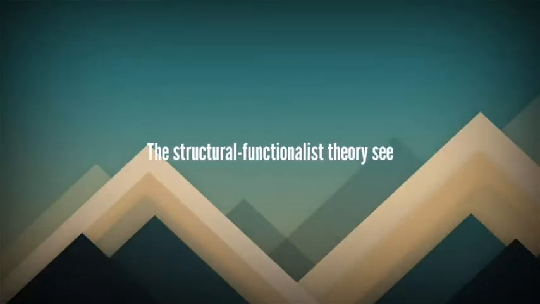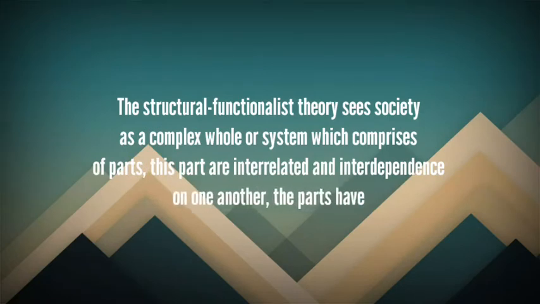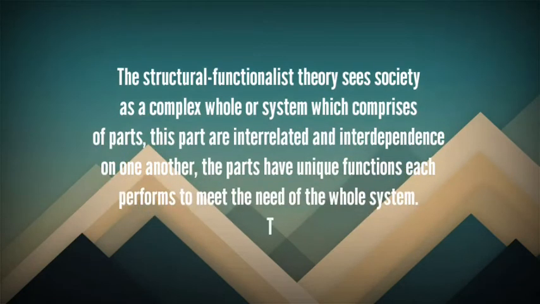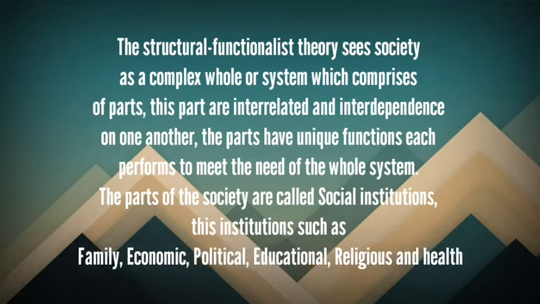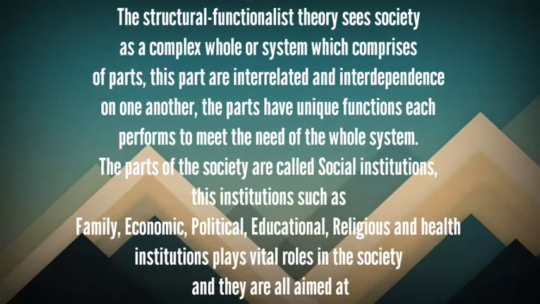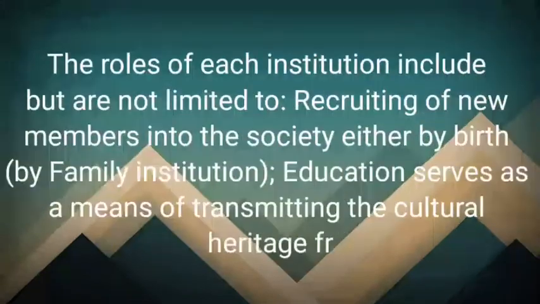The structural functionalist assumes that human society is a complex whole which comprises parts. These parts are interrelated and interdependent on one another. The parts have unique functions each performs to meet the needs of the whole system. The parts of human society are called social institutions. These institutions include family, economic, political, educational, religious, and health institutions. And they all play very important roles to make sure the society is at equilibrium and stability. They aim at social order in the human society.